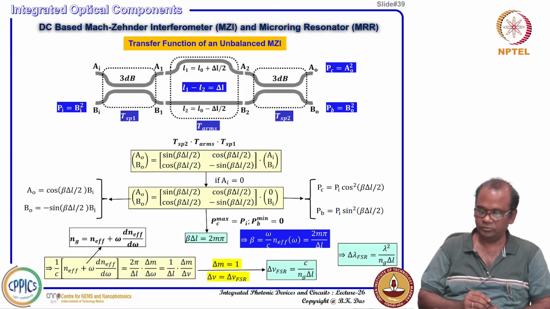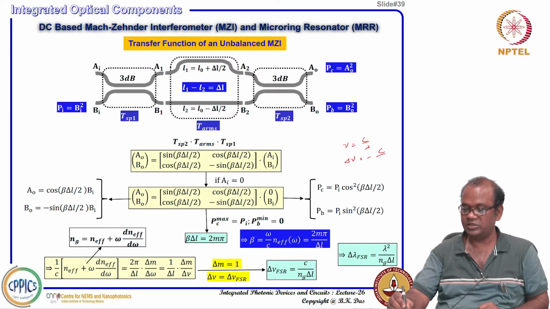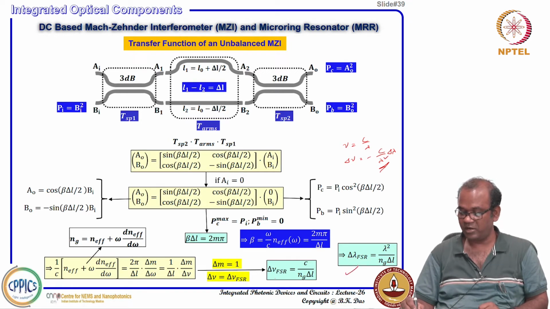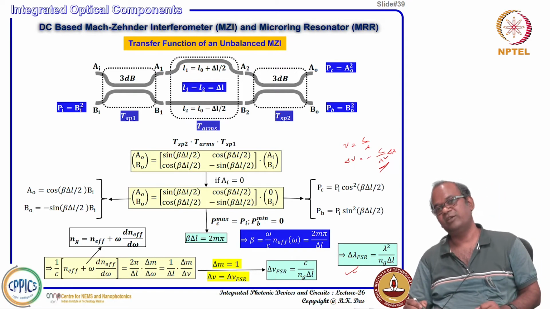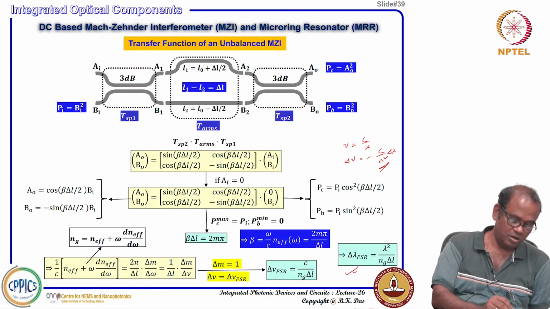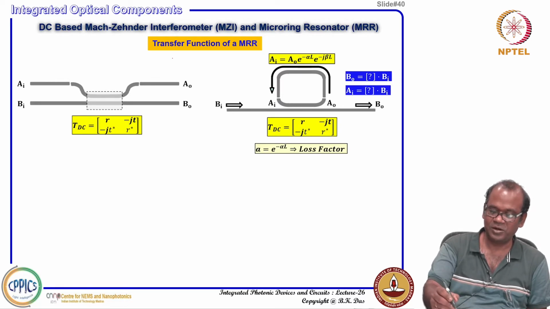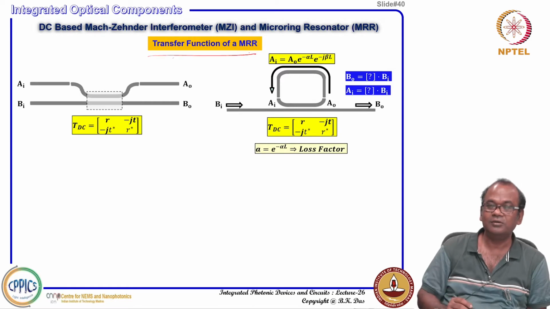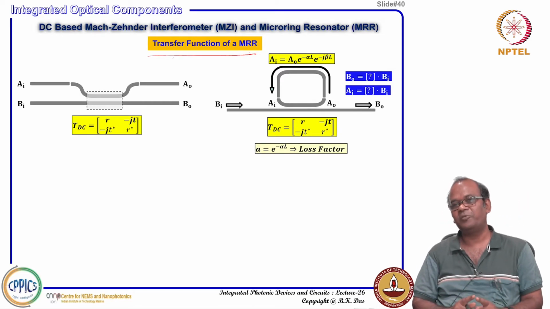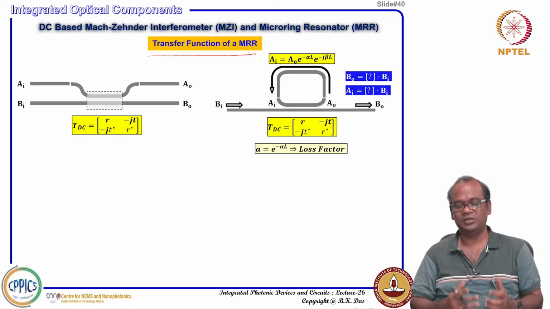Now, in terms of wavelength, we know nu equal to c by lambda. So, delta nu will be equal to minus c by lambda square delta lambda. If you replace this, you can derive the free spectral range in terms of wavelength, delta lambda FSR. Cool. Now, the last section is the transfer function of a microring resonator, because all these balanced and unbalanced Mach-Zehnder interferometers are designed with the help of directional couplers.